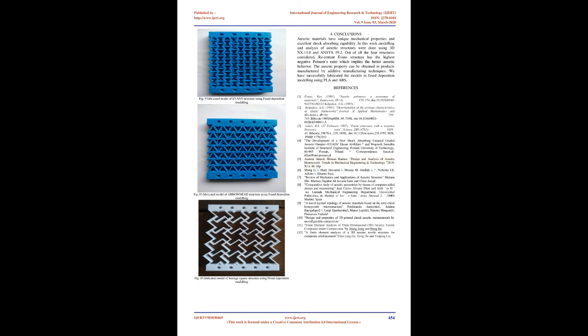4. Conclusions. Auxetic materials have unique mechanical properties and excellent shock absorbing capability. In this work, modeling and analysis of auxetic structures were done using 3D NX 11.0 and ANSYS 19.2. Out of all the 4 structures considered, the reentrant Evans structure has the highest negative Poisson's ratio, which implies the better auxetic behavior. The auxetic property can be obtained in products manufactured by additive manufacturing techniques. We have successfully fabricated the models in fused deposition modeling using PLA and ABS.